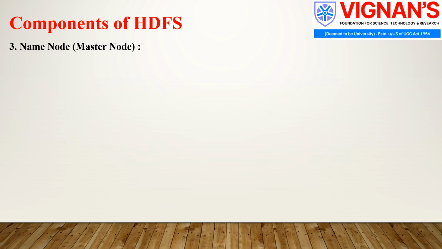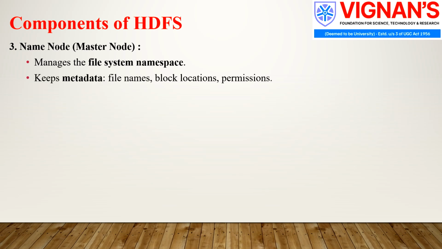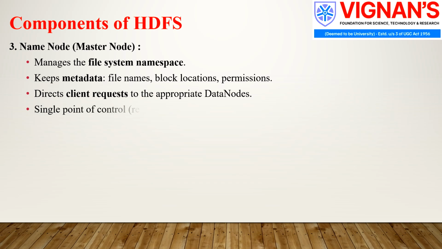NameNode, master node. This block represents the NameNode, which is the master node of HDFS. The NameNode manages the file system namespace. It stores metadata such as file names, block locations, and access permissions. It directs client requests to the appropriate DataNodes. Since it is a single point of control, high availability mechanisms are used for fault tolerance.